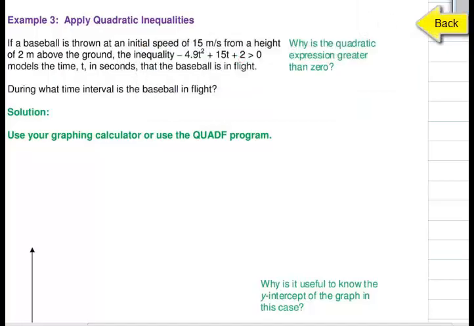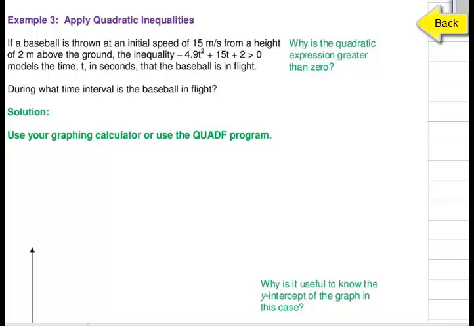Alright, so let's take a look at example 3, which is our application problem. If a baseball is thrown at an initial speed of 15 meters per second from a height of 2 meters above the ground, the inequality -4.9 t squared plus 15t plus 2 greater than 0 models the time t in seconds that the baseball is in flight. Question is, during what time interval is the baseball in flight?